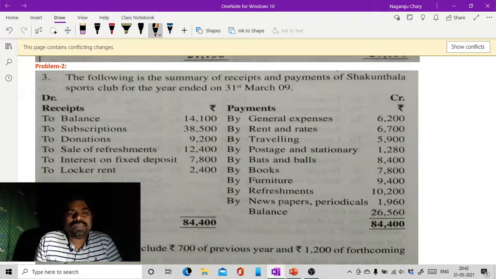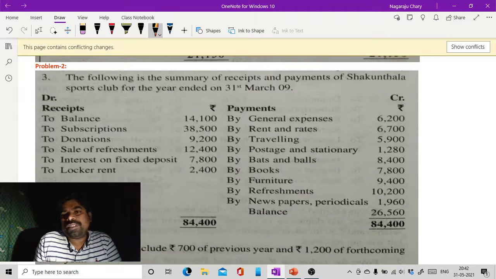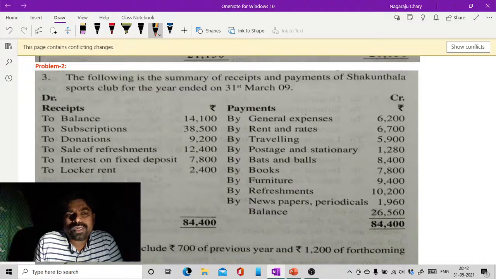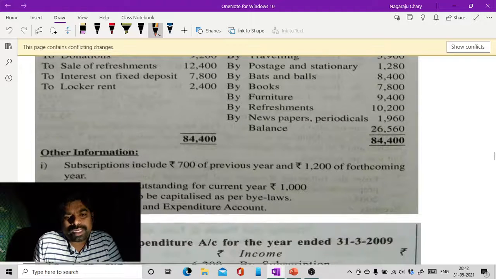So you see, the following is the summary of receipts and payments of Shakuntala Sports Club for the year ended on 31st March 2009. All the receipts are recorded on debit side, all the payments are recorded on credit side. So it has been provided in receipts and payments account. Other information: subscriptions include 700 of previous year and 1200 of forthcoming year. What is previous year? Last year. What is forthcoming year? Upcoming year.